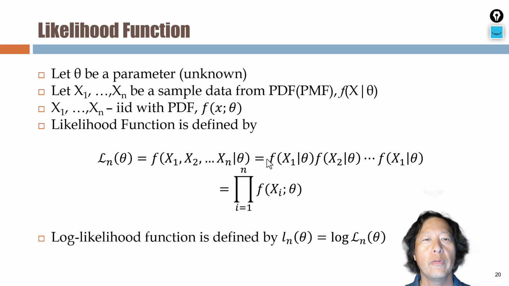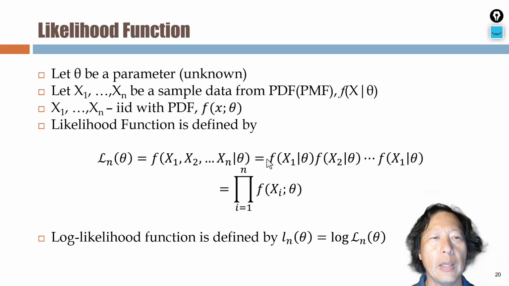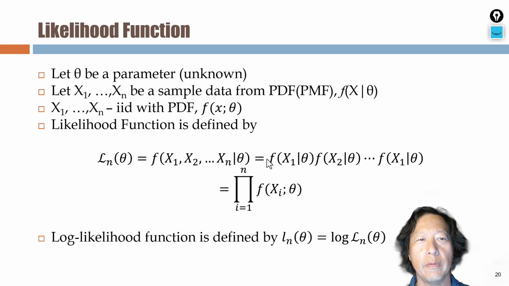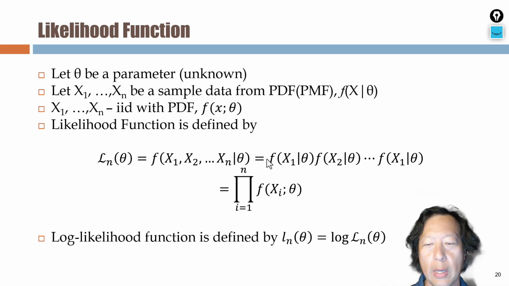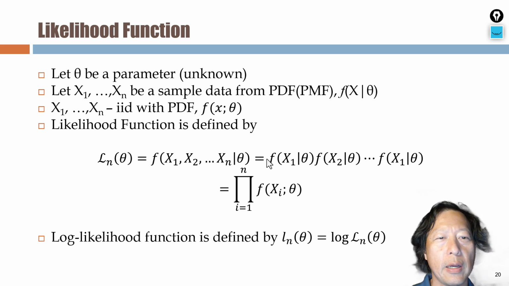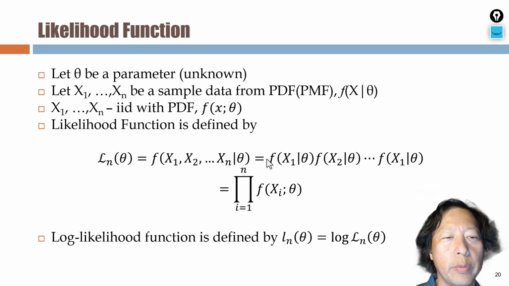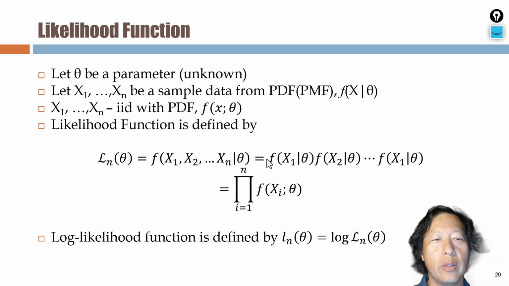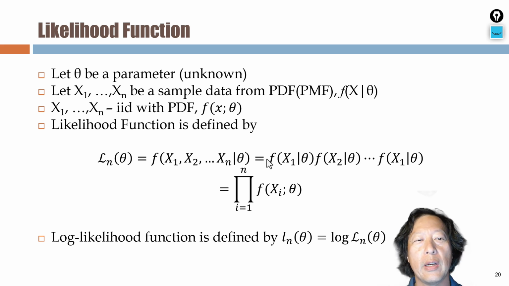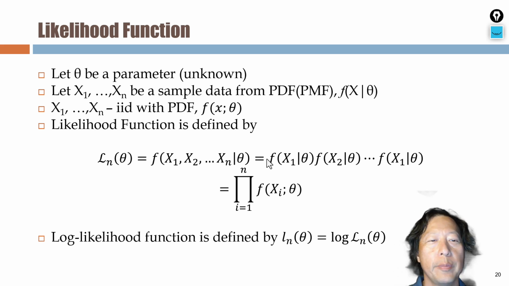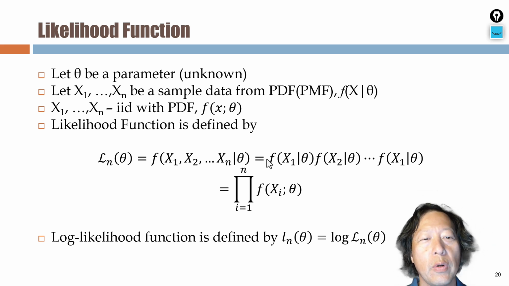Okay, likelihood function. The likelihood function can be defined this way. Let theta be the parameter, so either mean or standard deviation, that kind of parameter. It doesn't have to be some statistical parameter. You can create your own parameter. Let x1, x2, x3, and so on up to xn be the sample data from the PDF.